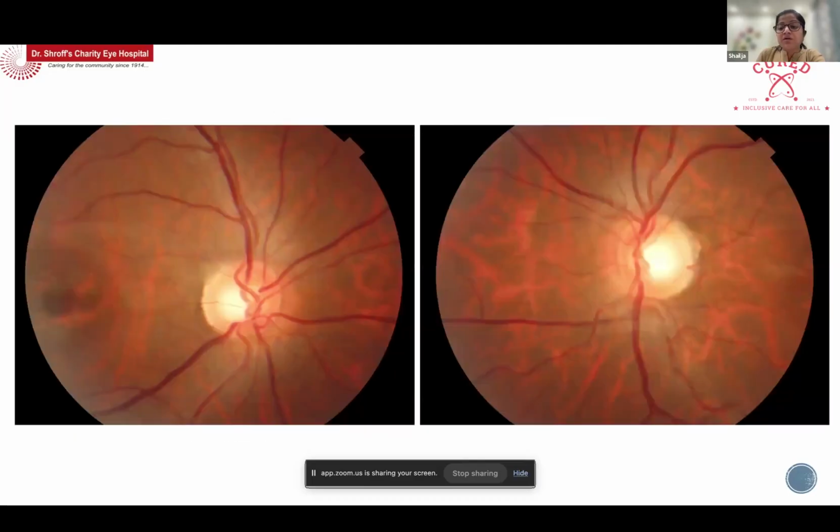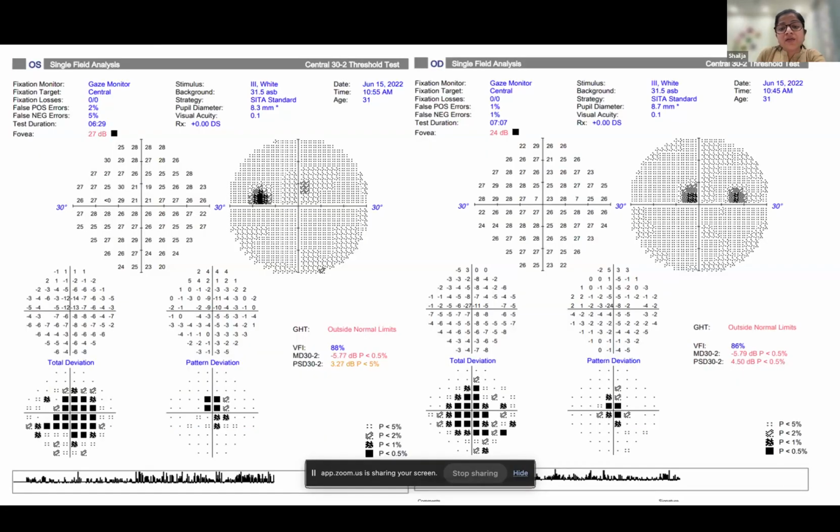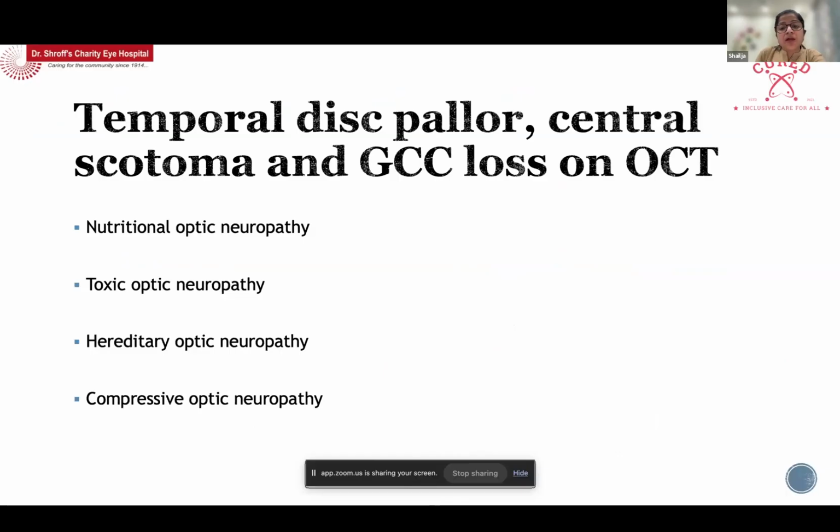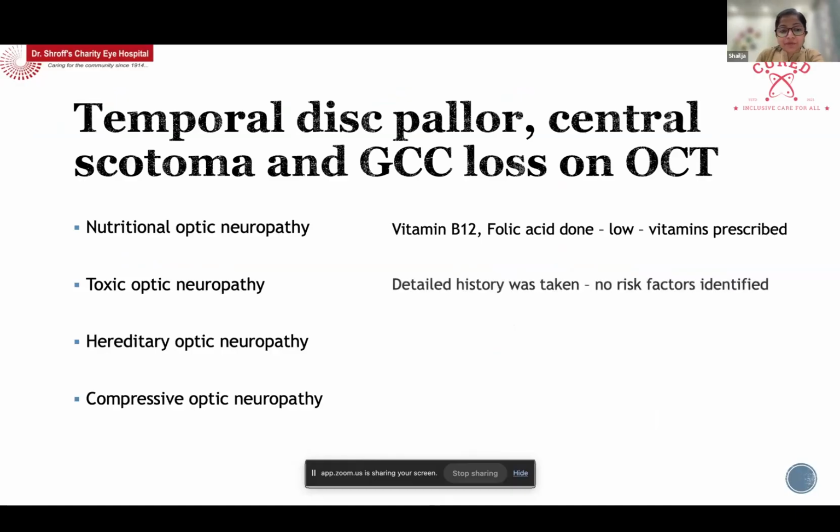So these are his disc photographs showing the bilateral temporal pallor. Visual fields and OCT were done, and visual field showed central scotoma, and OCT showed GCC loss. So, based on temporal disc pallor, central scotoma, and GCC loss, these were the differential diagnoses. Nutritional optic neuropathy was ruled out. Vitamin B12 and folic acid were done. They were a little bit low, but vitamins were prescribed. But this would not really lead to a chronic progressive loss of vision as he was suggesting.